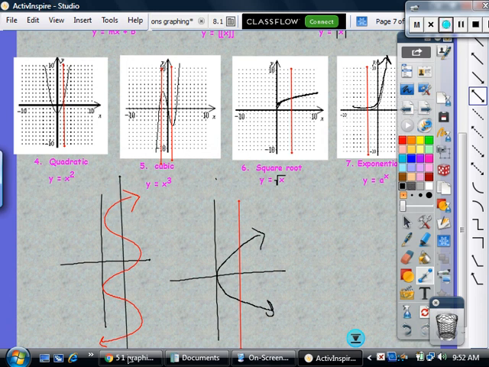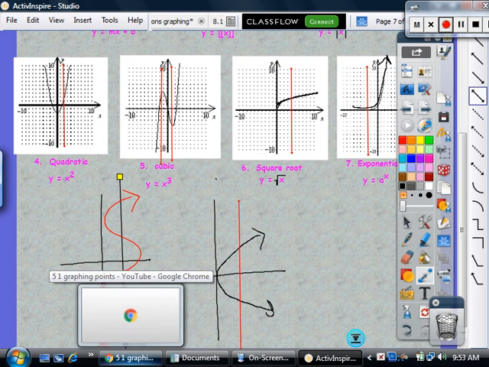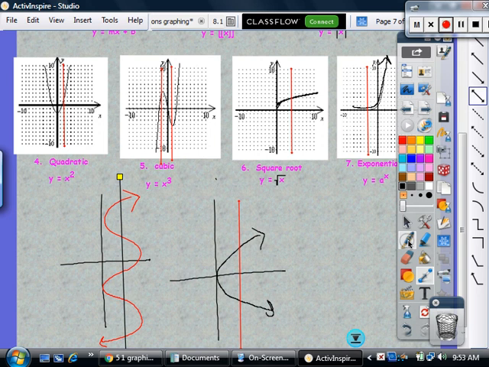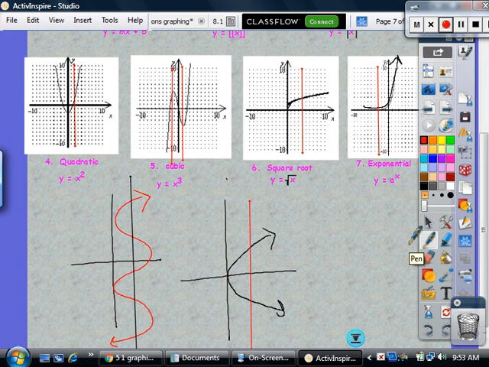Does that pass the vertical line test? No. I hit 1, 2, 3, 4, 5 points already on that curve. So that's not a function either. So you use a vertical line test to determine whether a graph is a function.